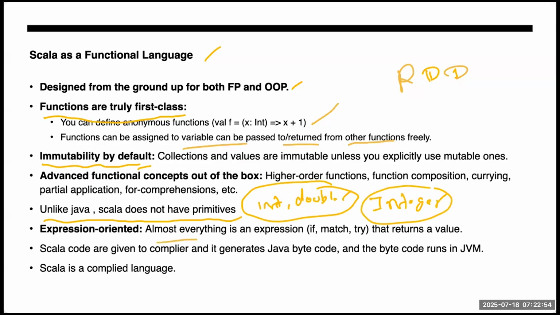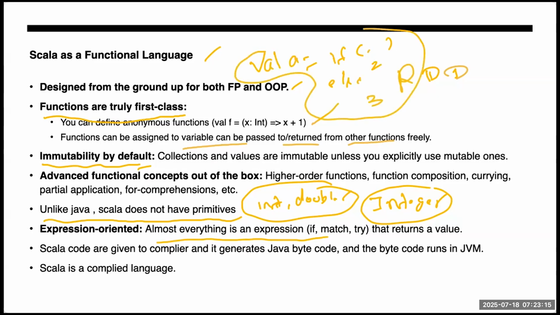Expression oriented: in Java, you can write if else and do some logic in it. But in Scala, you can assign it to a variable. Let's suppose val equal to, and you are doing something: if this, then you are giving 2, else you are giving 3. In this way, it can return you the value from if else. That's what is mentioned here.